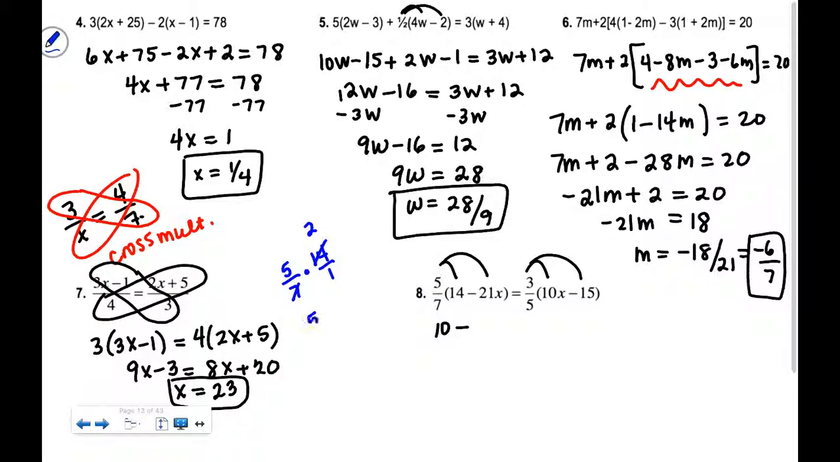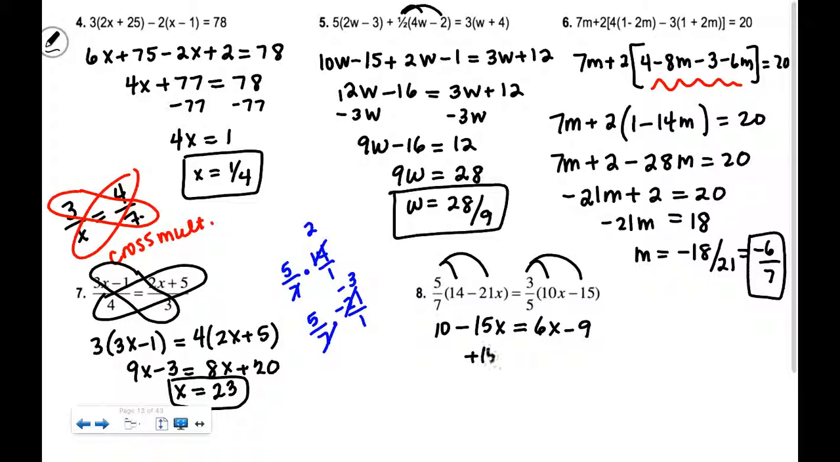So the next one is 5 over 7 times negative 21. Do you see how the 21 and the 7 reduce to 3? Negative 3, really. So 5 times negative 3 is negative 15. Just do things one thing at a time. Are you getting good at it in your head? So the 10 and the 5 reduce to 2. 2 times 3 gives you 6, so 6x. The 15 and the 5 reduce to 3. 3 times negative 3 is negative 9. That equation is much better. Not scary at all, right? We can all handle this equation.